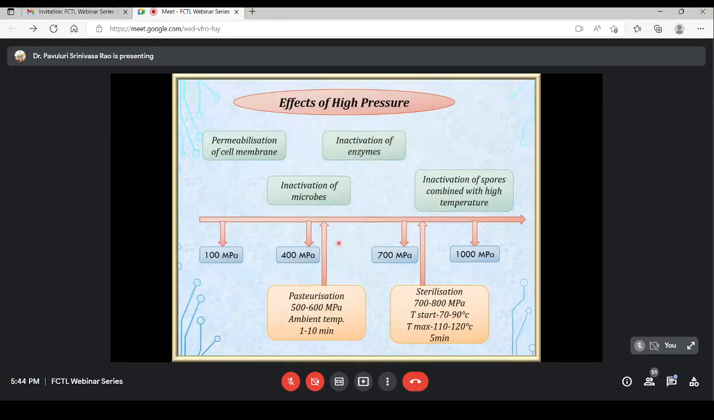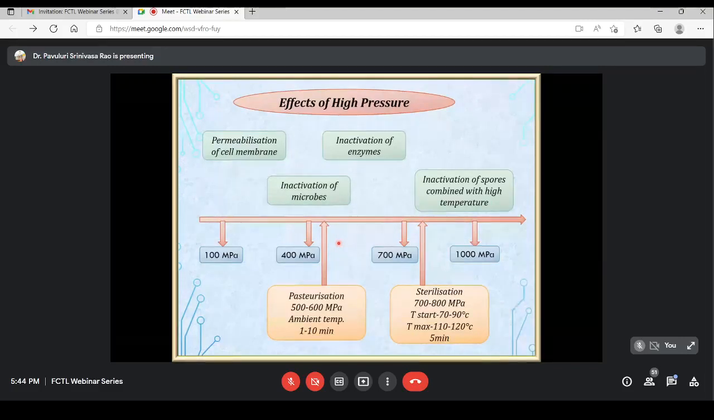If you are interested only in the permeabilization of the cell membrane, a pressure in the range of 100 to 300 megapascal is generally preferred. Whereas for the inactivation of microbes, it will start from 200 to 600 megapascal. For the inactivation of enzymes, we require slightly higher pressures because they are more baro-resistant, in the range of 400 and above. These are generally suitable up to about 700 megapascal.